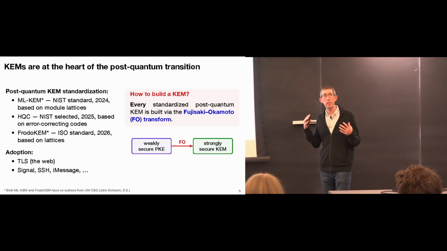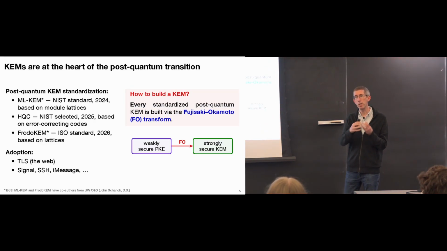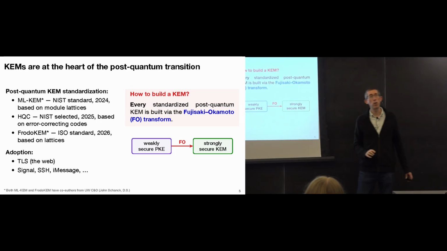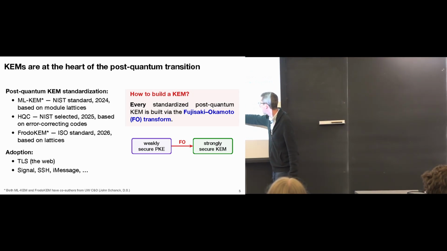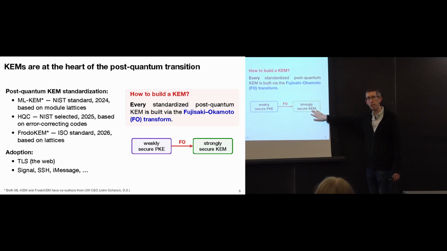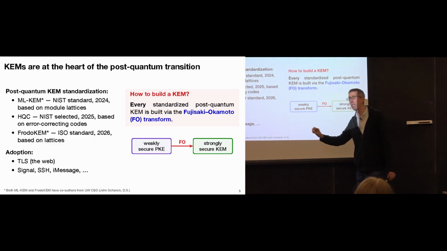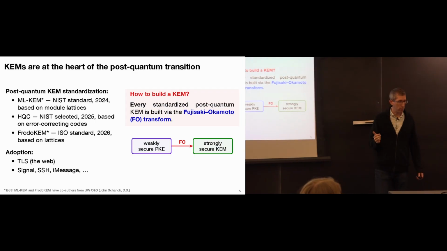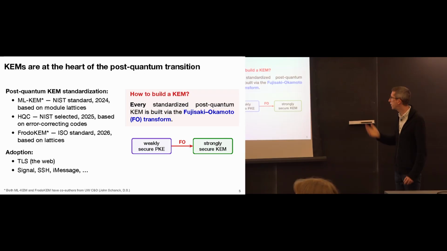And all of these KEMs are built by first preparing a public key encryption scheme, and then transforming that public key encryption scheme into a KEM via something called the Fujisaki-Okamoto transform. What this transform does is it transforms, as I said, from a public key encryption scheme to a key encapsulation mechanism, but it also upgrades the security as it does this. So we start off with a public key encryption scheme that has a relatively weak level of security, and then it upgrades it to have stronger levels of security. So let me tell you what it means for these schemes to be secure and what the difference is between weak and strong security.